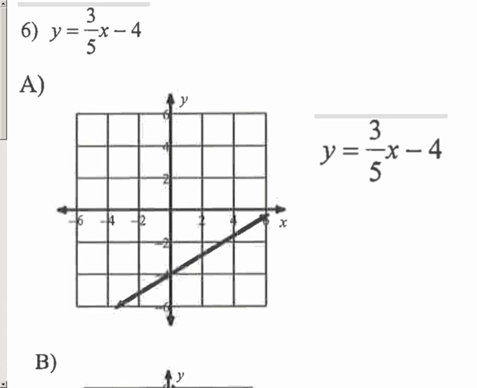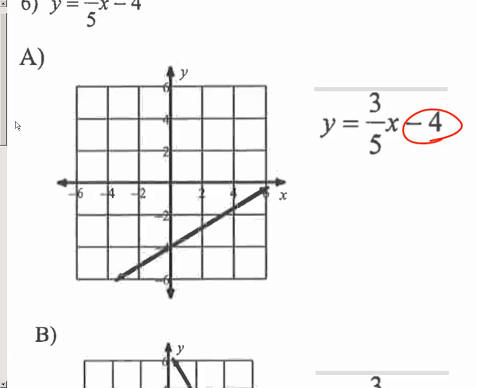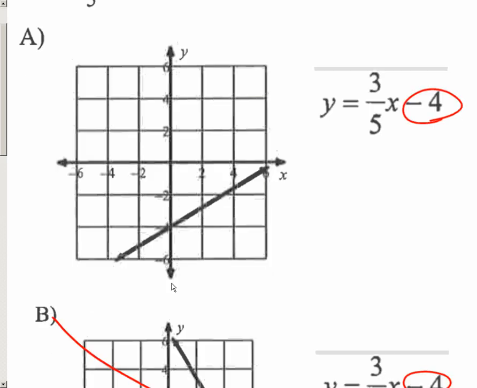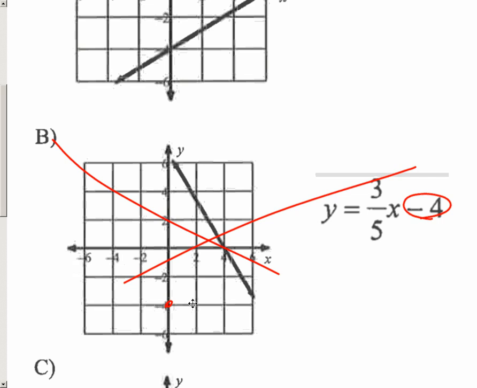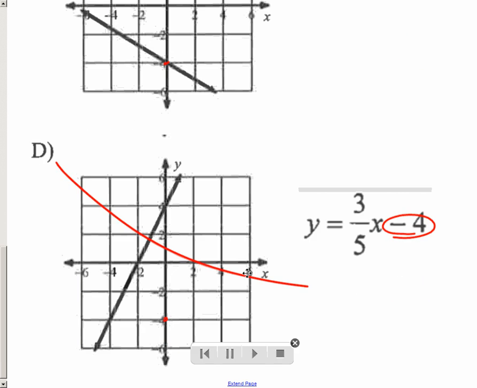Here's number 6. Let's go through and do the same thing again. So let's go down and hit play on this. And again, what we do is we focus on the y-intercept. So in this case, negative 4. And this is right where it should be. Again, on B, it's not at negative 4, so it's not B. Here's C, it's negative 4, and so it could be C. And D, it's not that one.